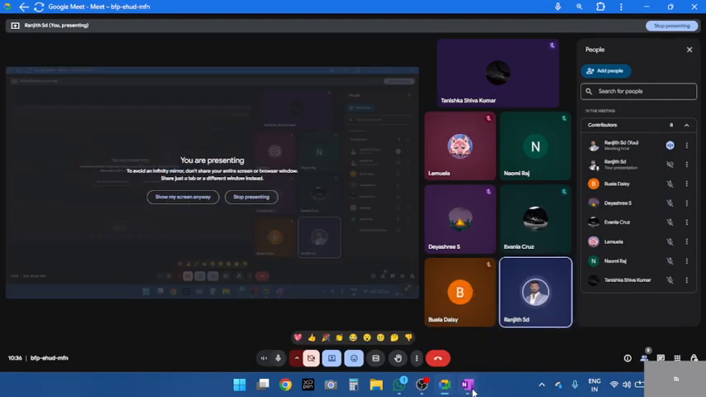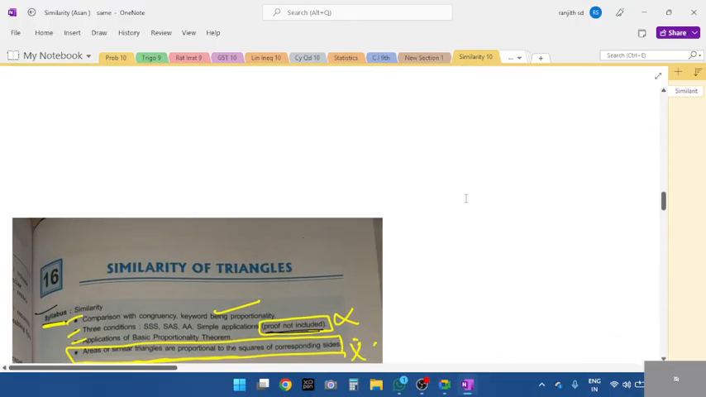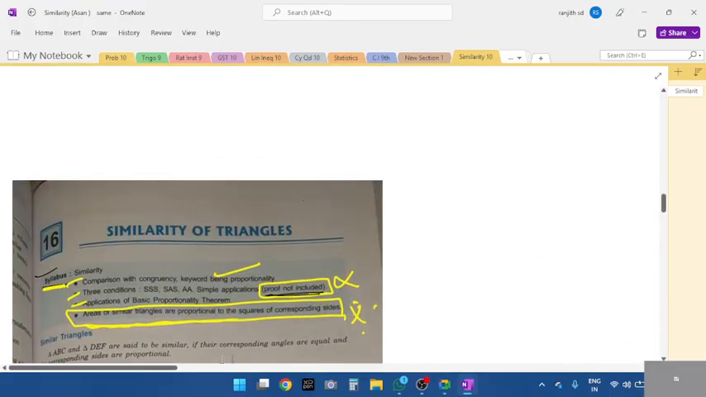Okay, let's start, students. Can you see the screen? Is it being shared? Yes, on all of you.